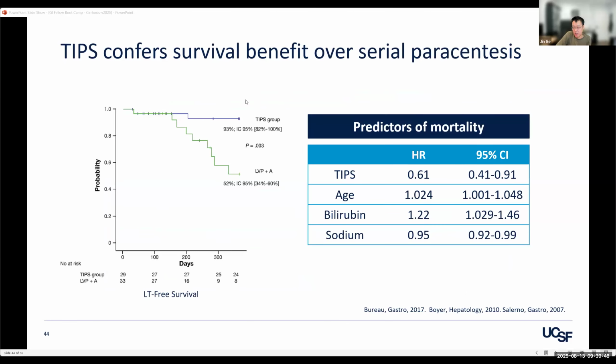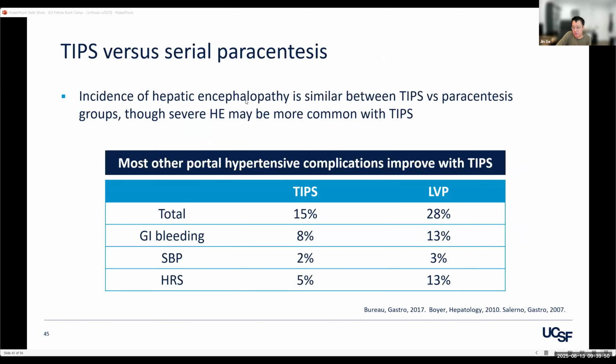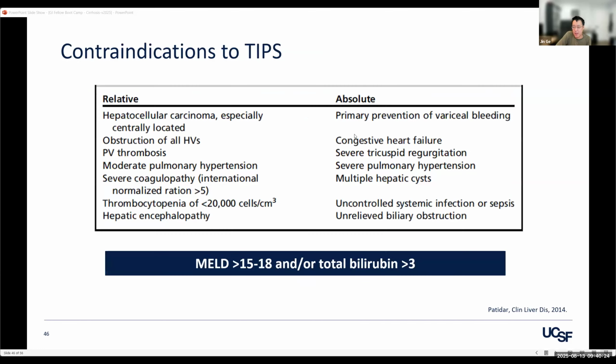One of the biggest concerns about putting the TIPS into somebody is hepatic encephalopathy. They've actually done retrospective studies looking at the incidence of hepatic encephalopathy. It's very similar in patients with TIPS versus large volume paras, but the one notable thing is that severe HE is probably more common with TIPS. But the caveat is that all of the other portal hypertensive complications actually improve with TIPS. So you get less GI bleeding, less SBP, less HRS. And so you really have a benefit that even if there's a mild worsening of encephalopathy, you get benefits from just relief of the portal hypertension.